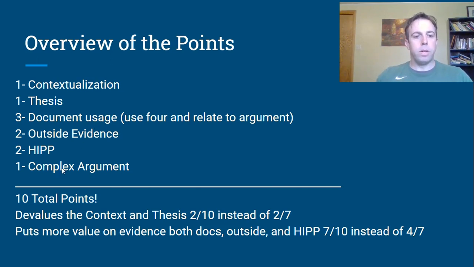And then the other thing too, it puts more value on the evidence from both docs and outside information, HIP. Now that's 7 out of 10 instead of 4 out of 7. So we have a much higher percentage of the test coming from using and analyzing the evidence.